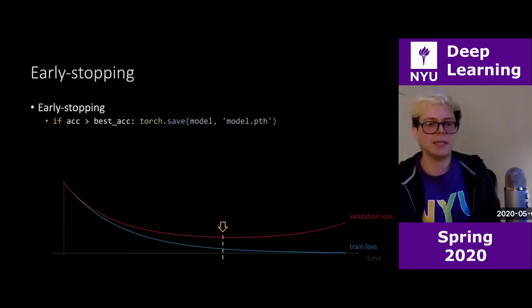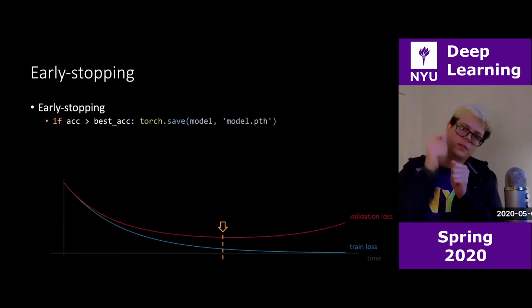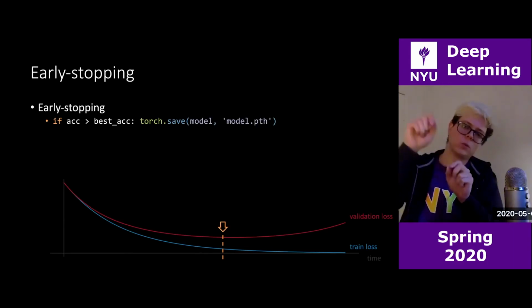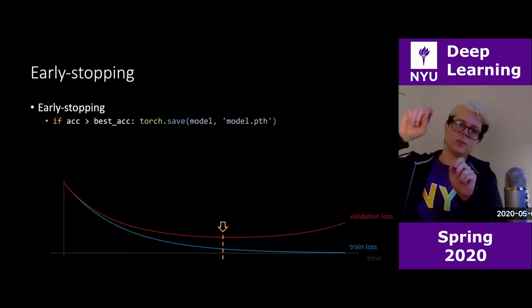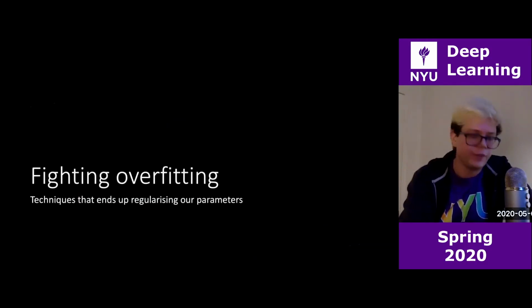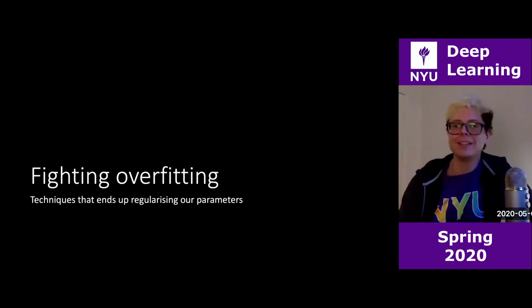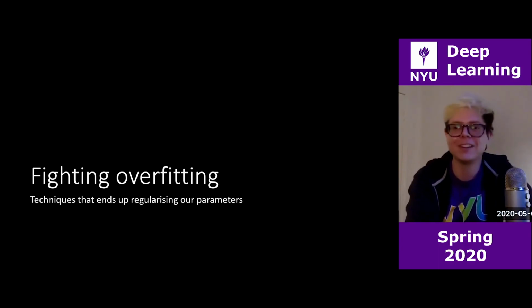And that basically doesn't let your weights grow too much, right? So instead of using the L2, which is trying to keep those weights from getting too long, you just stop whenever they are not yet that long, right? Fighting overfitting. So these are techniques that end up regularizing our parameters, our models, but they are not regularizers. Okay, so this is important. These are not regularizers, although they do regularize the network.